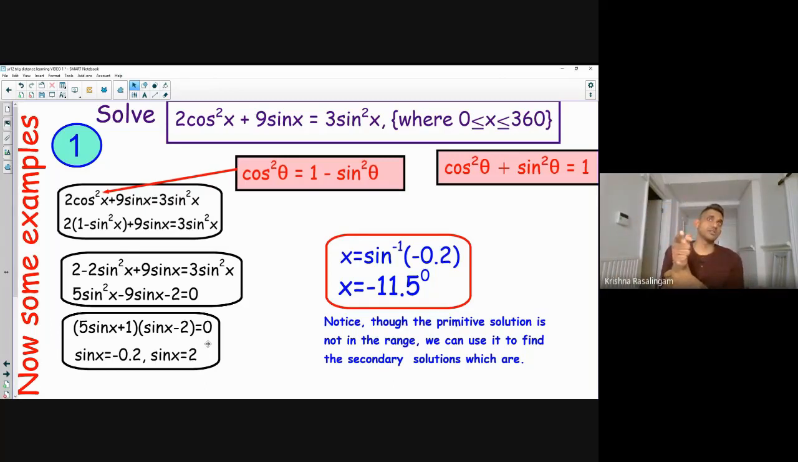Because the ratio at the back. Yeah, that's it. Exactly. The ratio of the opposite to hypotenuse has to be less than or equal to 1. Is 2 less than 1? No, it's not. So we have to ignore that solution. We discard that one and we just deal with the negative 0.2, and that gives us negative 11.5 degrees. So this is our primitive solution, but it's not in the range. But we need it to figure out the ones that are in the range.